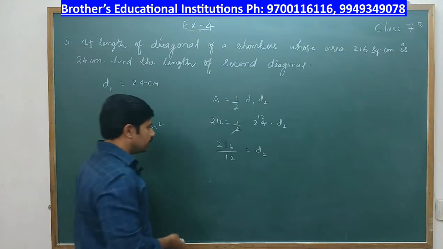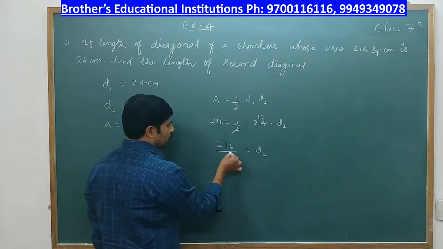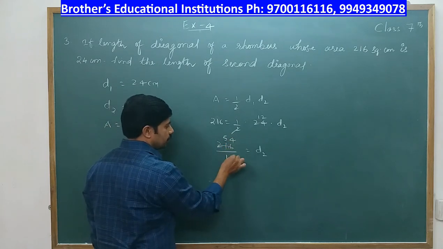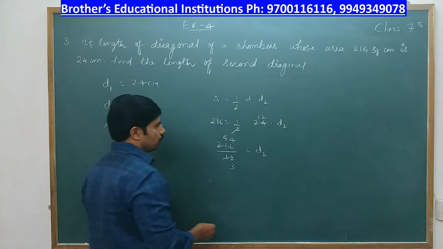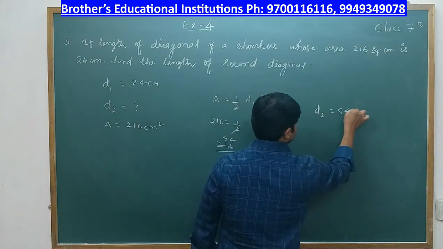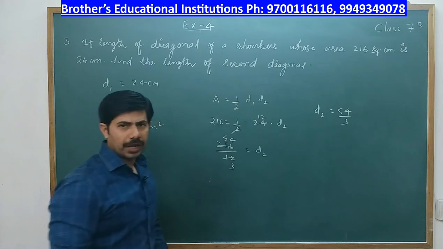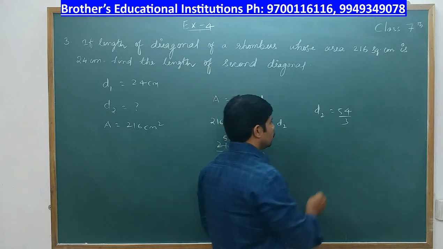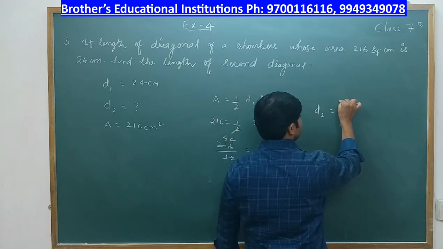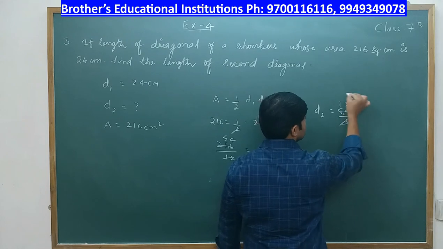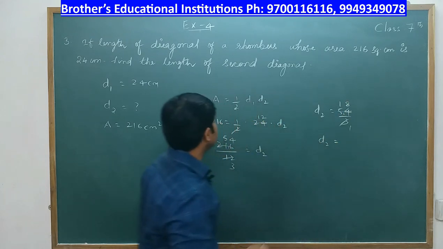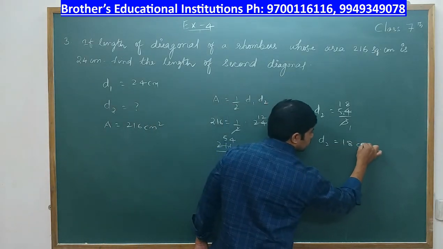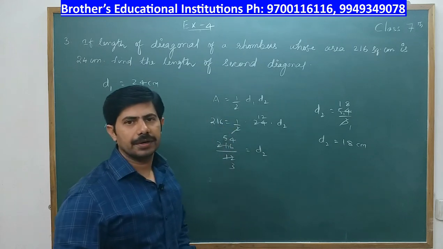So we'll try to eliminate in the 4 table. 4 5s are 20, remainder 1, 4 4s are 16, 4 3s are 12. So I'll write this. It is 54 by 3. 5 plus 4 is 9, so the sum of the digits is 9, so we can eliminate in the 3 table. 3 1s are 3, remainder 2, 3 8s are 24. So the length of the other diagonal is 18 centimeters. So this is completed.